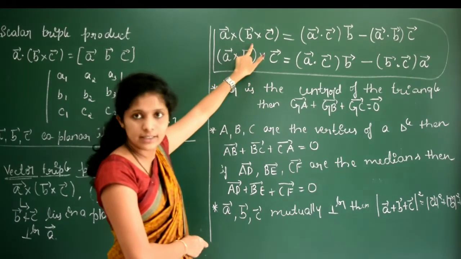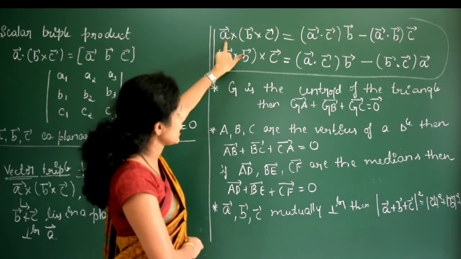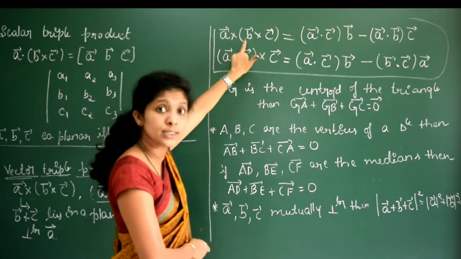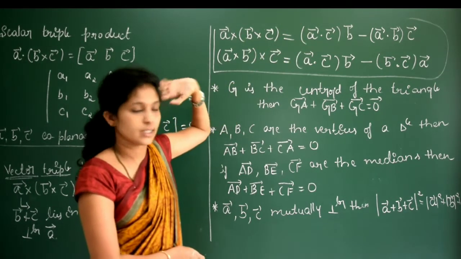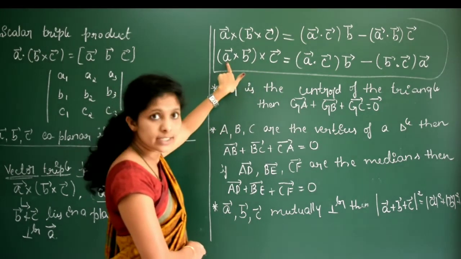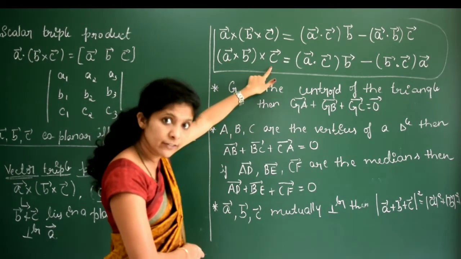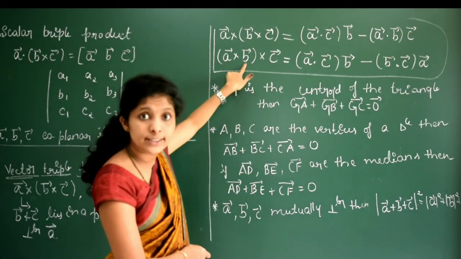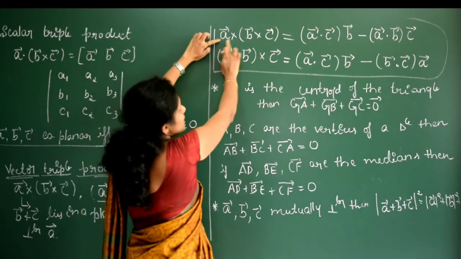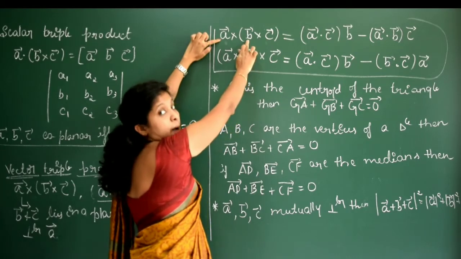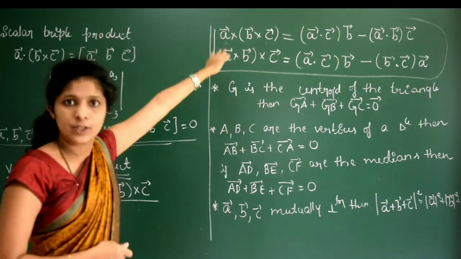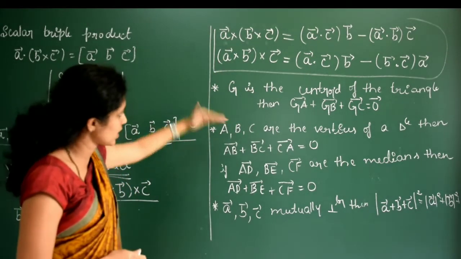A vector cross B vector cross C vector is equal to A vector dot C vector into B vector minus A vector dot B vector into C vector. If it is, this is the condition, A vector cross B vector cross C vector will be equal to A vector dot C vector into B vector minus B vector dot C vector into A vector. Simple. See here, A vector dot C vector into B vector minus A vector dot B vector into C vector. Similarly, you can find this one. Remember, these two are the important results.